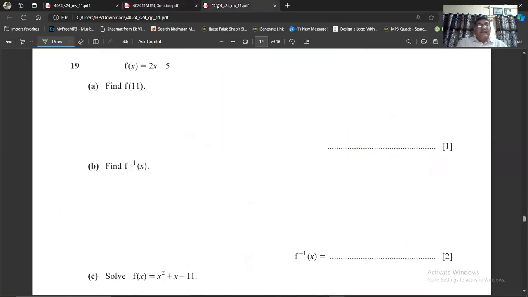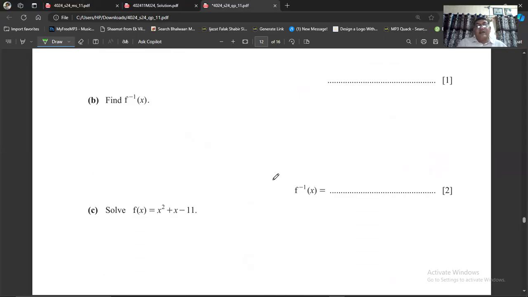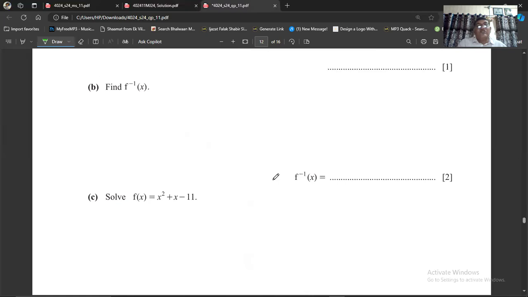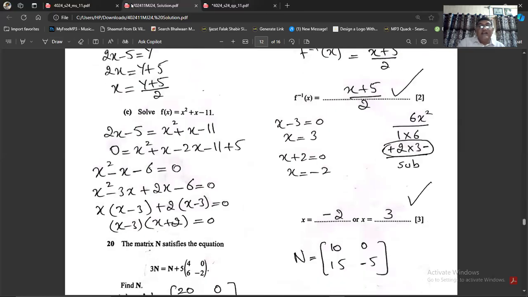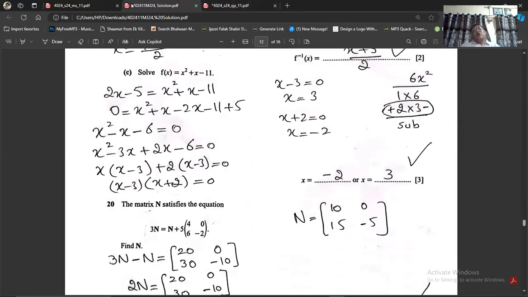Okay, then in the C part, he says solve this equation. f of x is equal to x squared plus x minus 11, and it's a 3 marks question. So in the place of f of x, I will put this value. So 2x minus 5 will be equal to x squared plus x minus 11, and then I will arrange it and solve it. So I will take this 2x minus 5 to the other side. So 0 is equal to x squared plus x minus 2x minus 11 plus 5. So x squared minus x minus 6 is equal to 0.